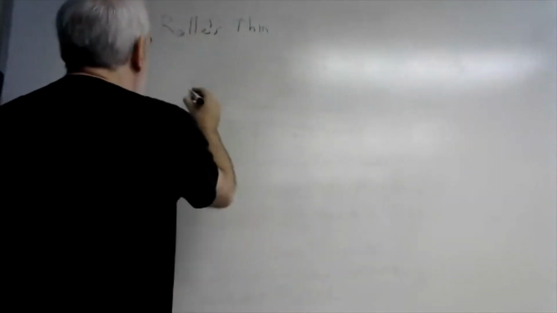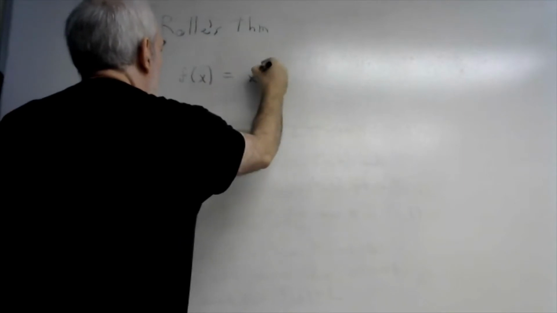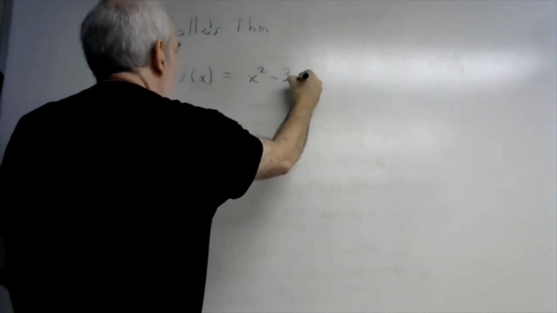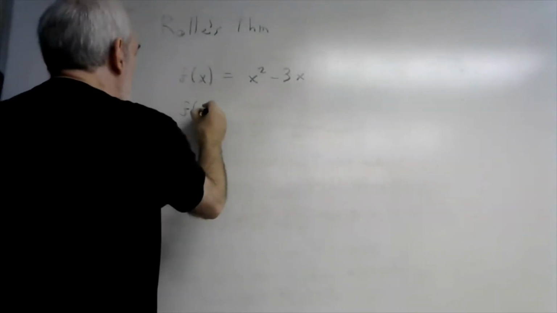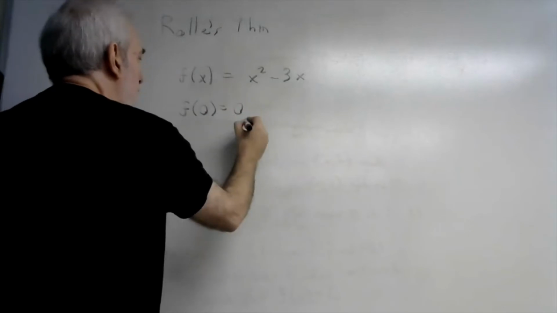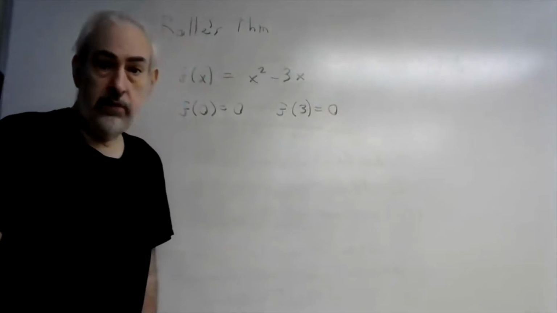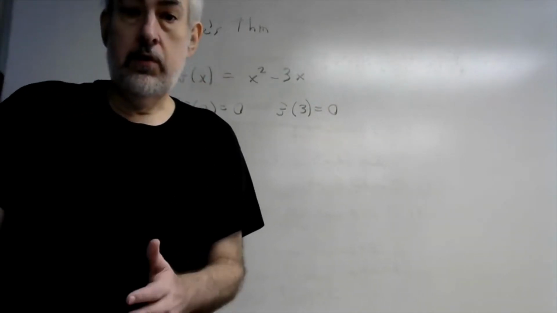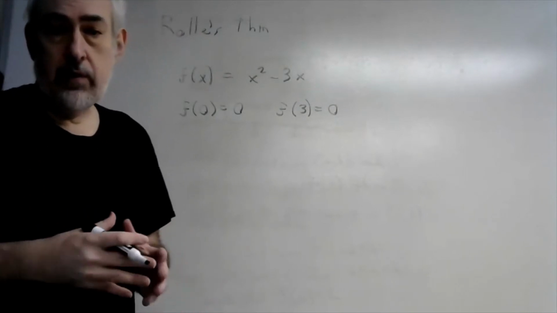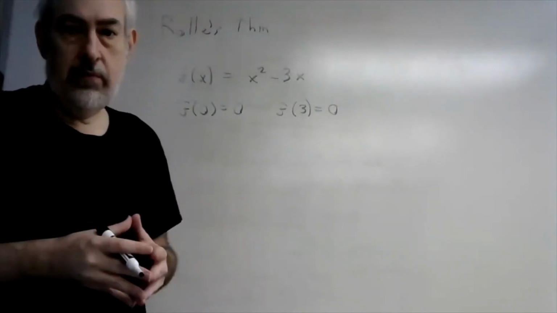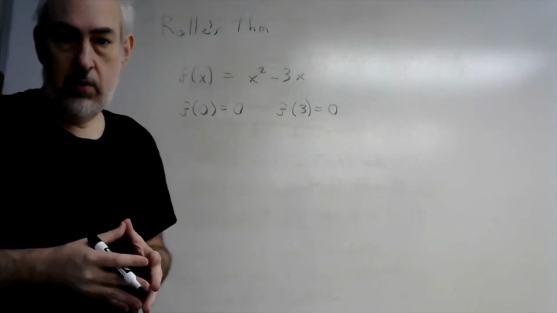Okay, so let's say that our function is f of x equals x squared minus 3x. And note that f of 0 is equal to 0, and that f of 3 is also equal to 0. Okay, so we're going to apply Rolle's theorem to prove that there must be some value between 0 and 3 where the derivative of this function is equal to 0.